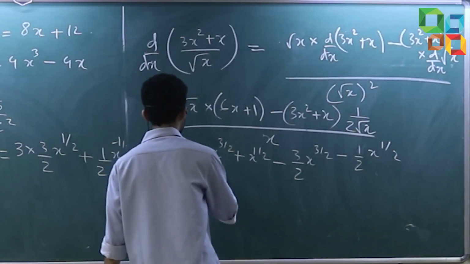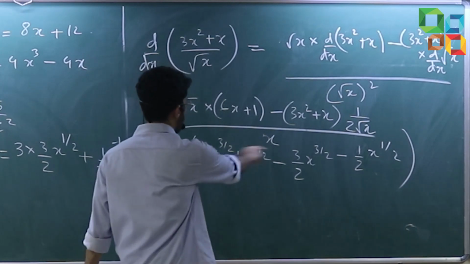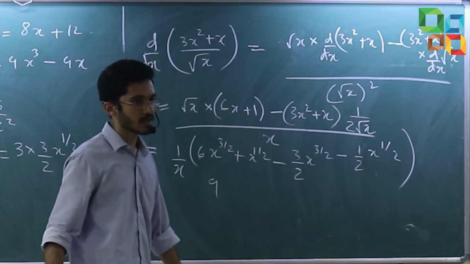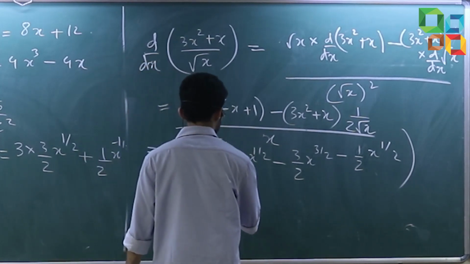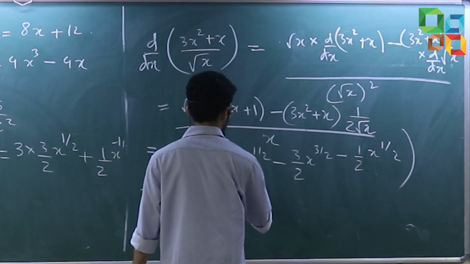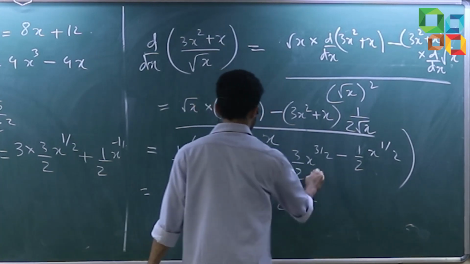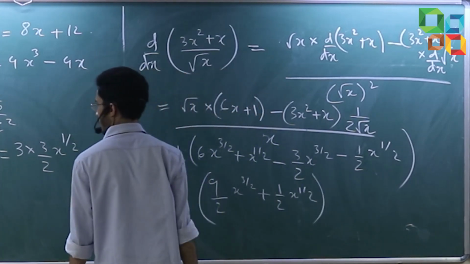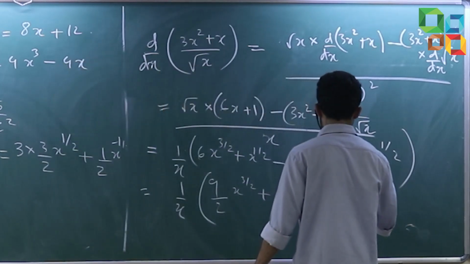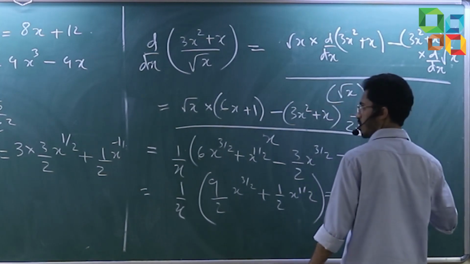1 minute. Divided by x. Okay, now 6 minus 3 by 2 is how much? 9 by 2. 9 by 2 x power 3 by 2 plus 1 by 2 x power 1 by 2 into 1 by x. Yeah, so now if you divide by x, that gives you 9 by 2 x power 1 by 2 plus 1 by 2 x power minus 1 by 2.